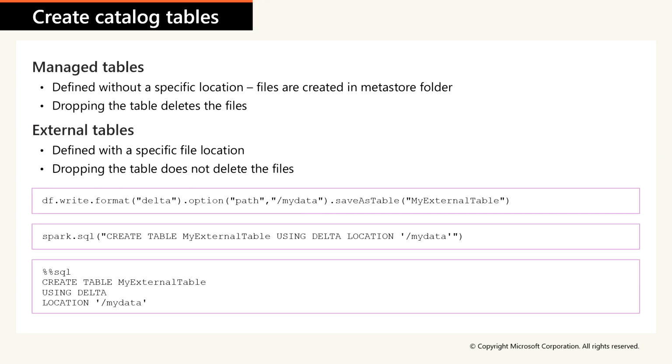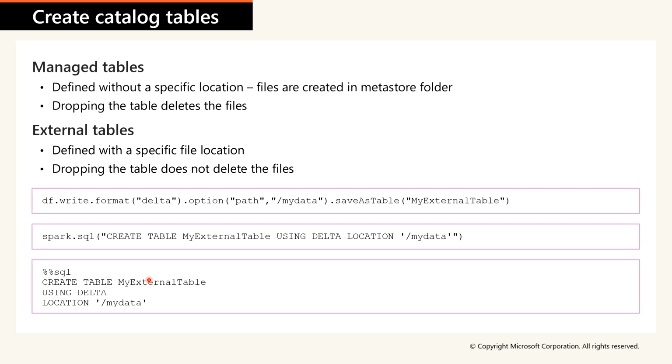Next come the catalog tables. Inside the catalog tables, we have two types of tables, external and managed. With managed tables, if we drop the table, it deletes all the files. In the external table, while dropping the table, it doesn't delete the files, it only drops the table. Managed tables are defined without any specific location, but for external tables we define a specific location. In this code, the main difference is that while saving the table, we mention it as external, and for managed, we mention it as managed.